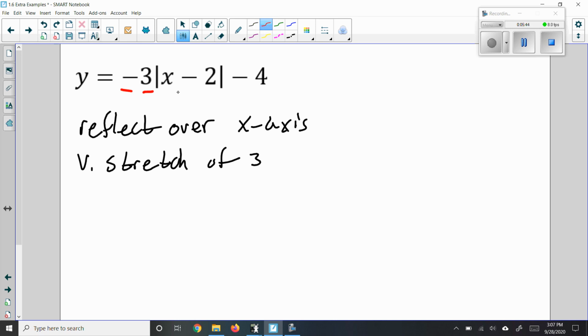This -2 on the inside, that impacts the x values, and x goes left and right. And inside is opposite. So this means it's gone right 2. And lastly, this -4 on the outside, that impacts the y values. So that tells me that it's gone down 4. Okay. So now let's take a look at this graph.